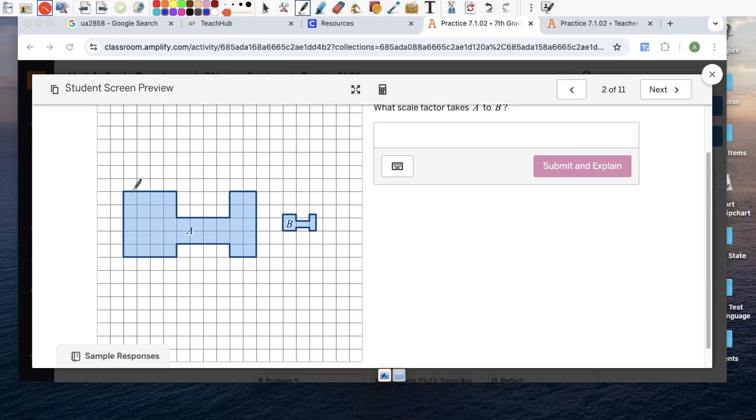So let's just count: 1, 2, 3, 4. Let me put some numbers. 4, 1, 2, 3, 4, 5. This is a 5. That's a 2. This one over here is a 4. That's a 2. That's a 2. And this is a 5. Well, we already know that. And it's going like this, right?